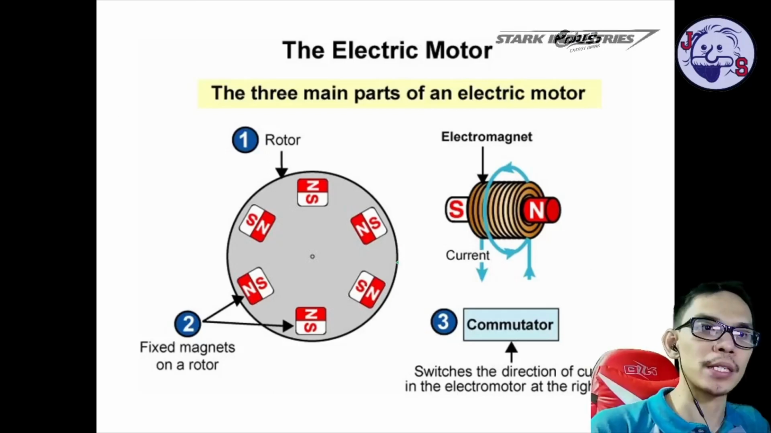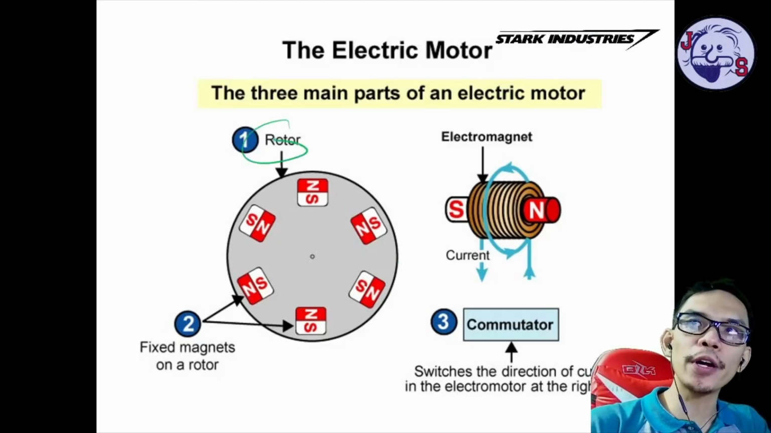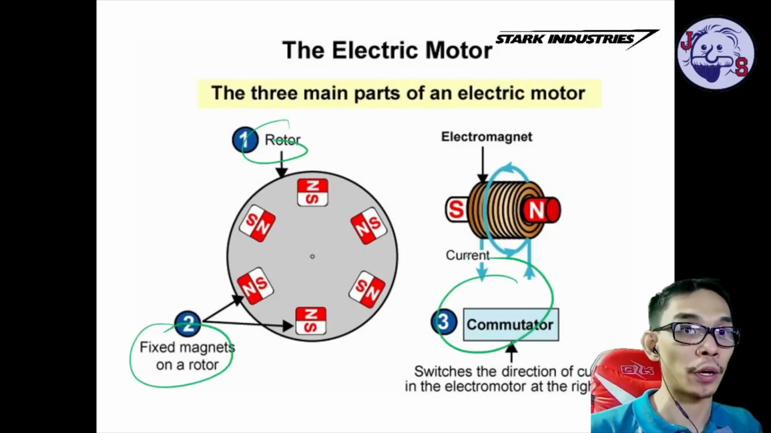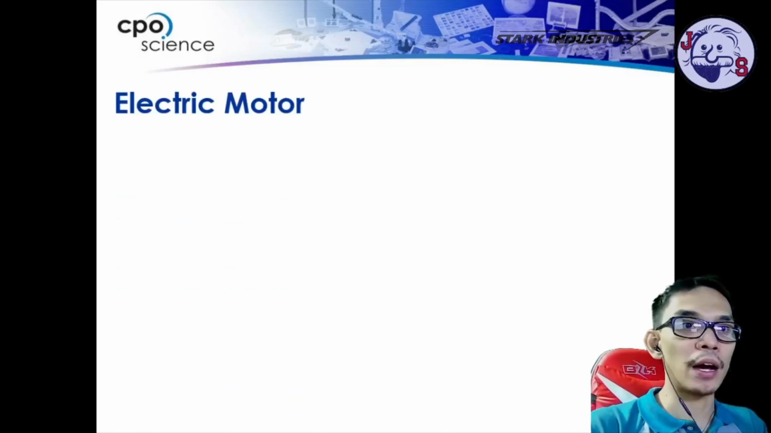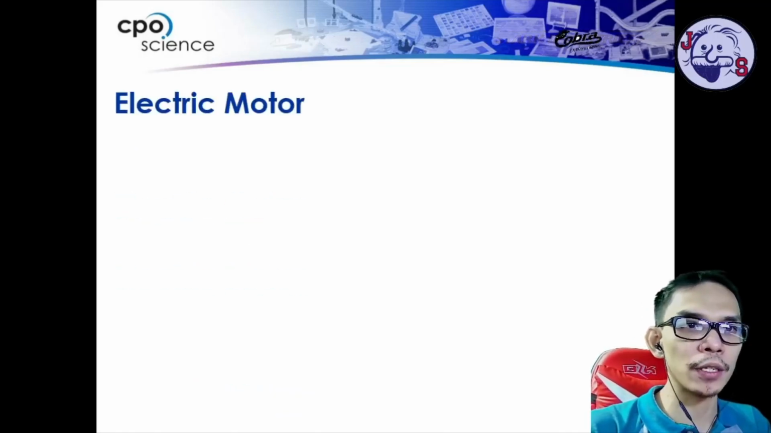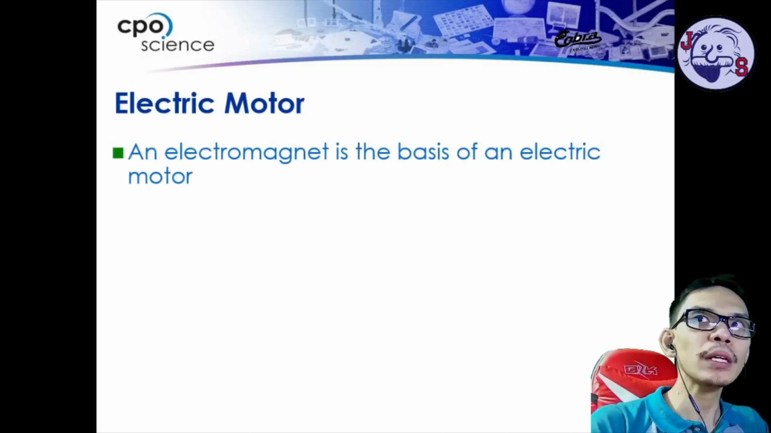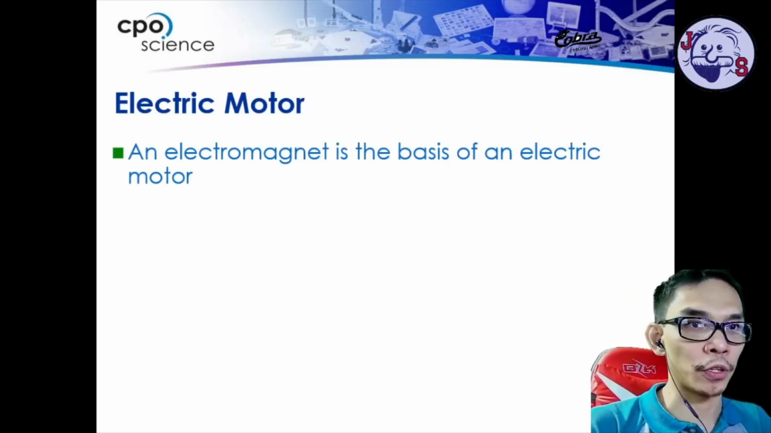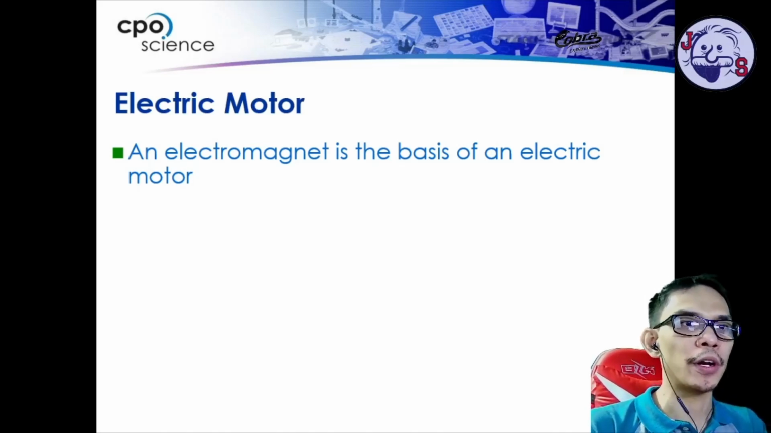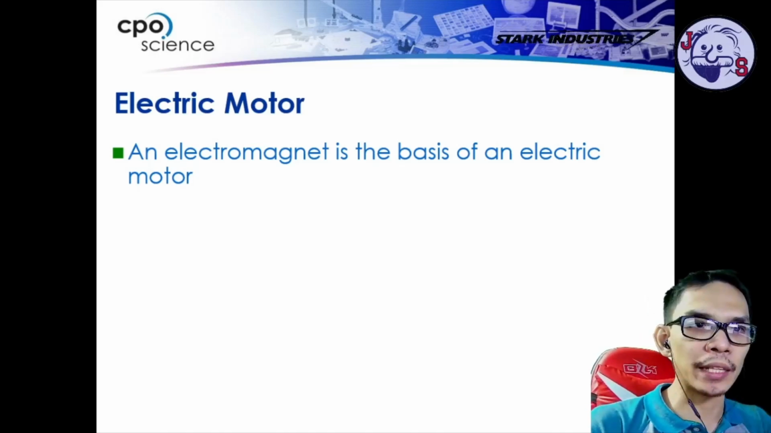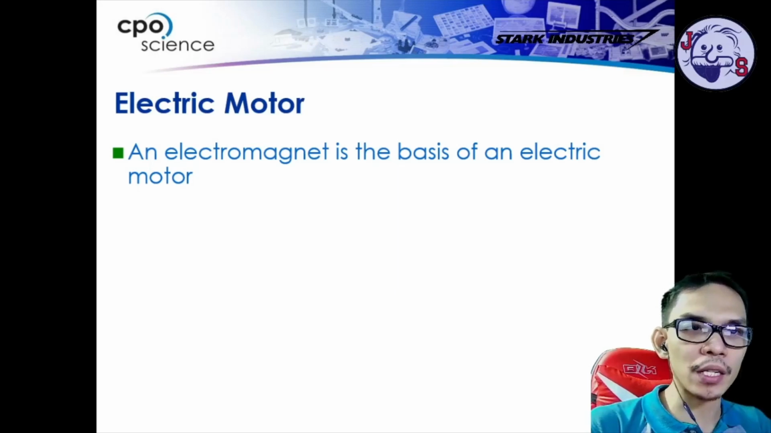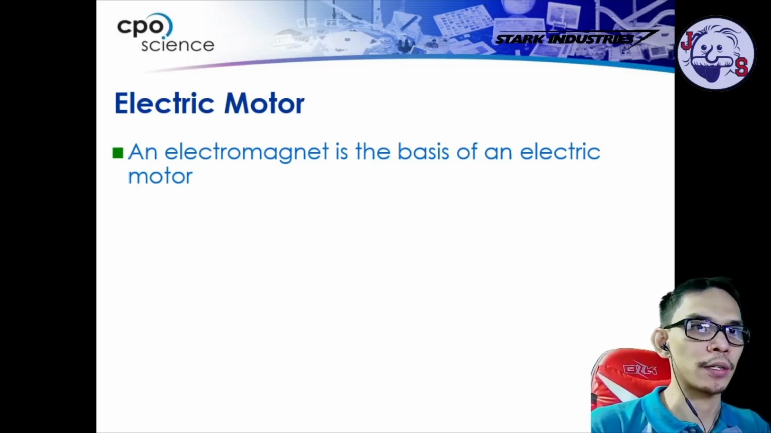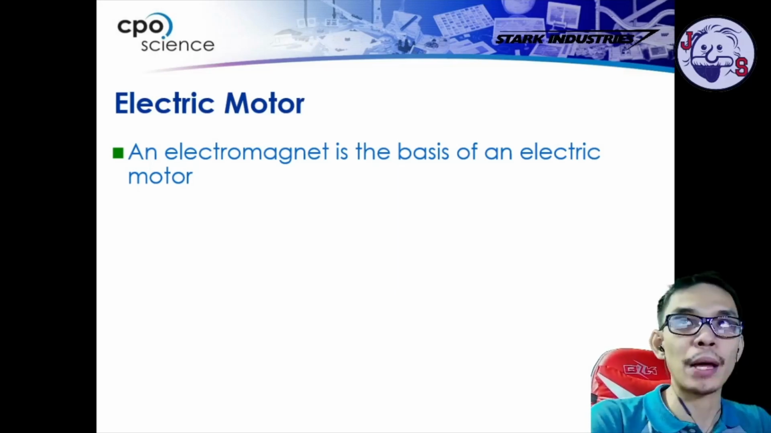So, as a summary, guys, the parts of the motor are the rotor, the fixed magnet, and the commutator. And to end our third part of the video lesson, an electromagnet is needed for your electric motor. That is the basis of your electric motor. The motor runs on electricity. Without electricity, the motor is useless.